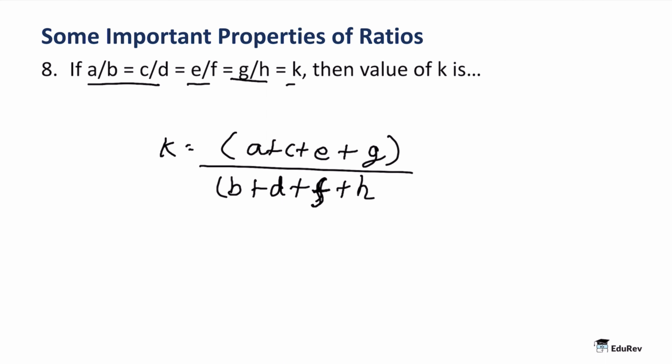Okay. This means that if there is a ratio where A by B is equal to C by D, equal to E by F, equal to G by H, and then it equals a particular number or an integer K, then the value of K can be found by adding all the numerators and dividing them by all the denominators.